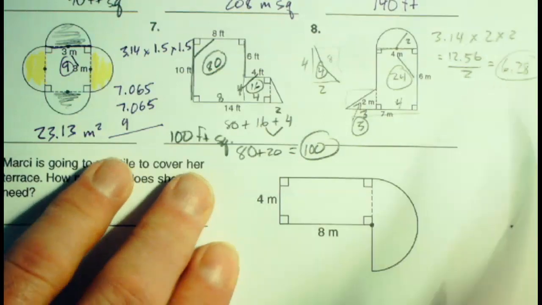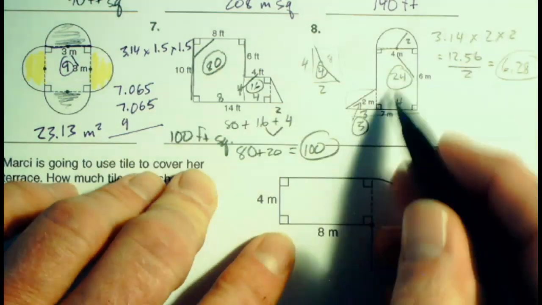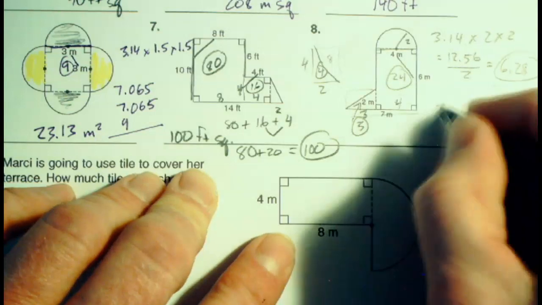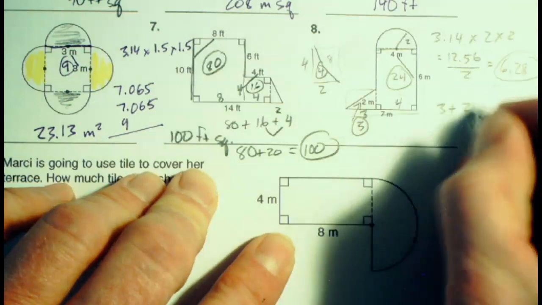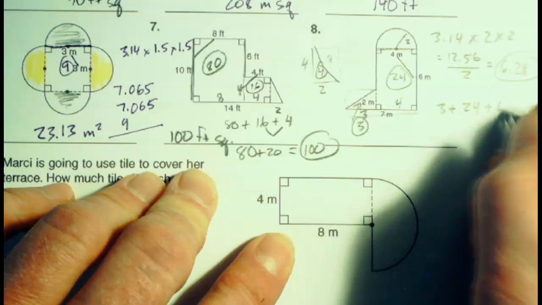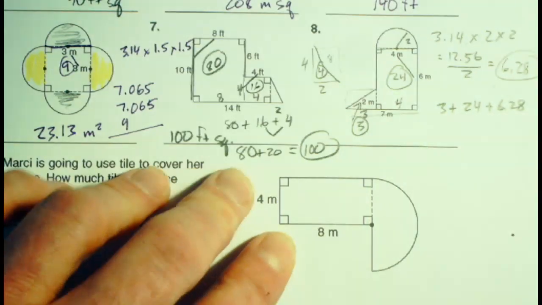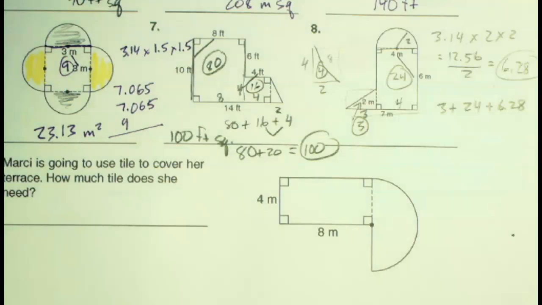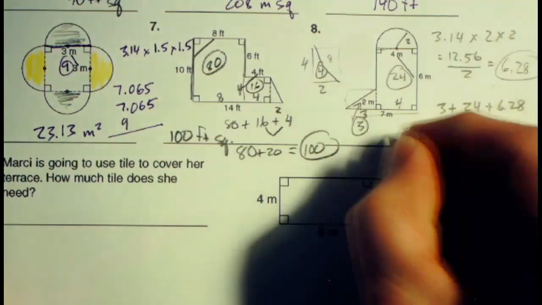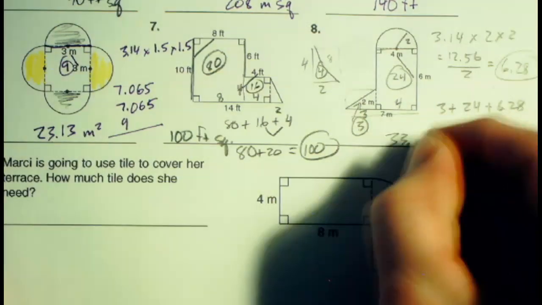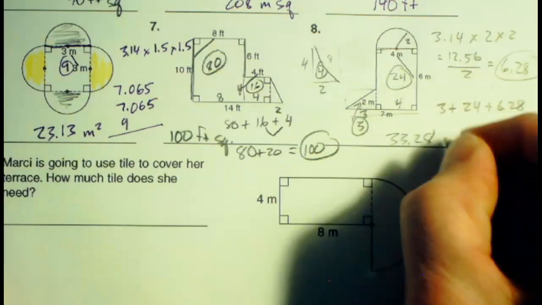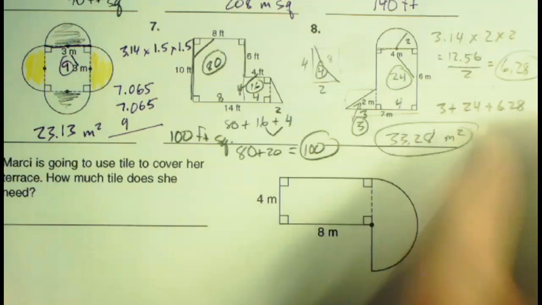So I've got to add 3 plus 24. So I'm just going to write this out. I got 3 for the triangle, I got 24 for the rectangle, I got 6.28 on the half circle. So I'll add those up real quick. Looks like 33.28. 33.28, and that's going to be meters squared down there at the bottom.